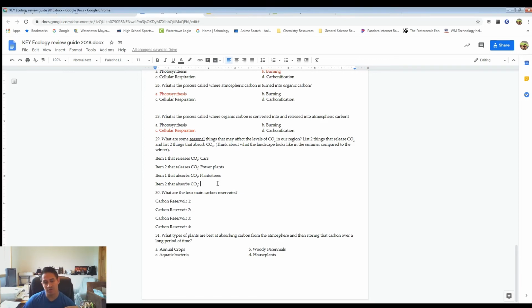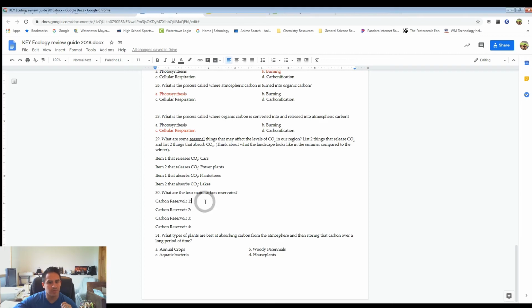Another item that absorbs CO2 that was mentioned in the video about the carbon cycle was the ocean. Now, granted, we don't have the ocean here in Minnesota, but CO2 dissolves into water very easily, and although we don't have the ocean, we are the land of 10,000 lakes. So lakes and rivers, but primarily lakes here in Minnesota, absorb a lot of CO2 out of the air as well. Okay, so we'll say lakes.